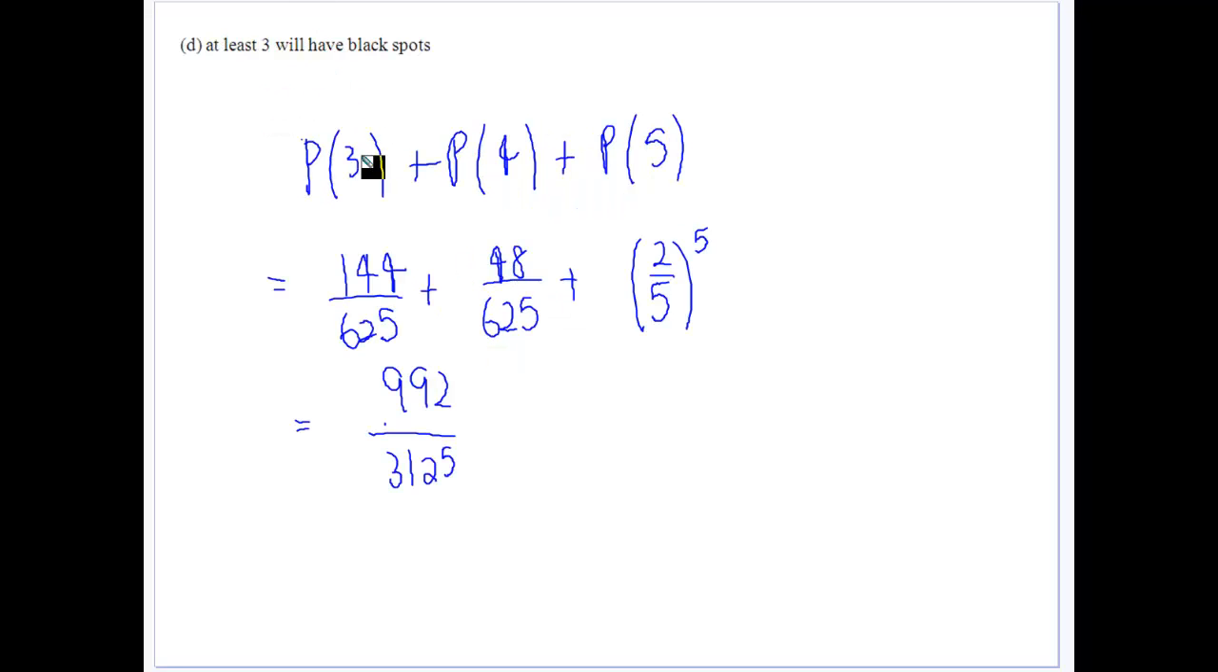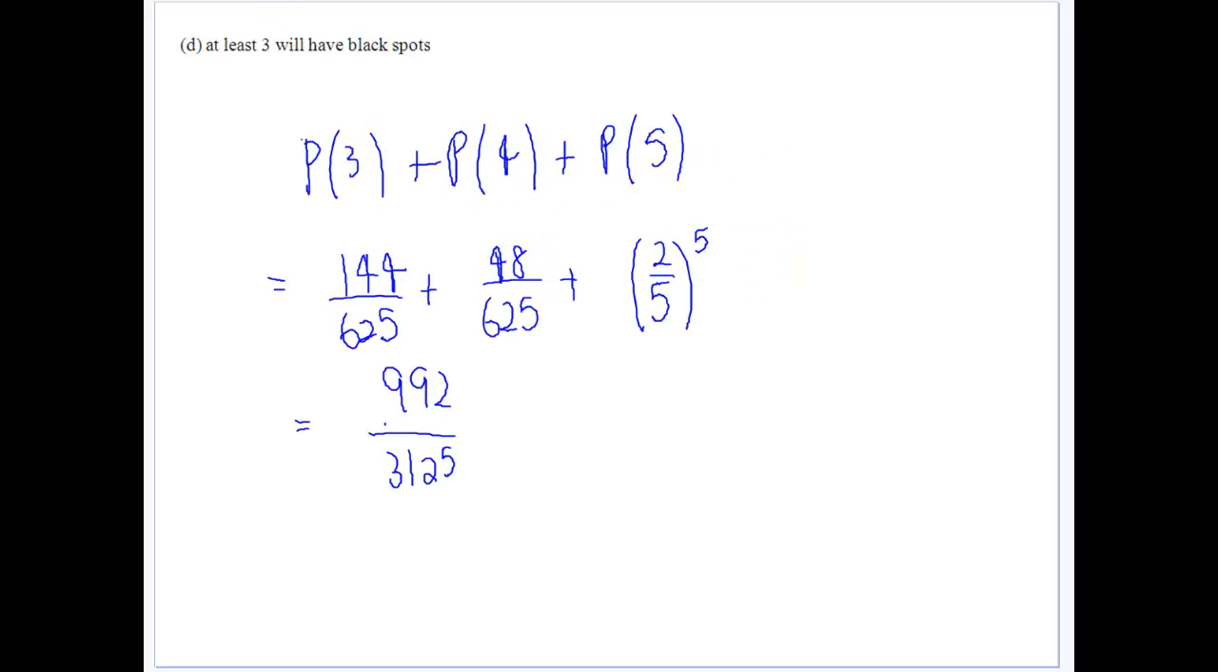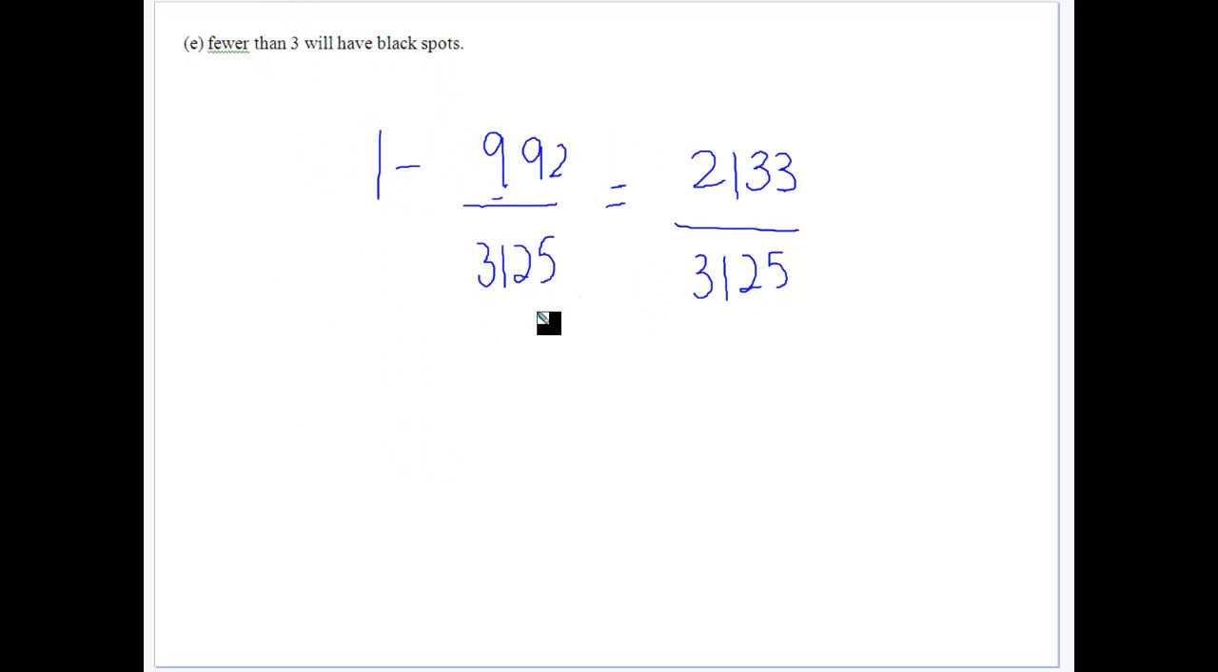And at least 3. Well, at least 3 would be 3, 4, or 5. And there's our answers there. Fewer than 3. Well, it's either at least 3 or fewer than 3. So that's where we get our complementary event occurring there.